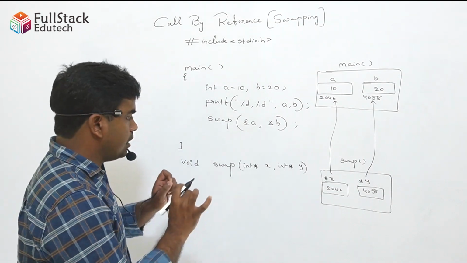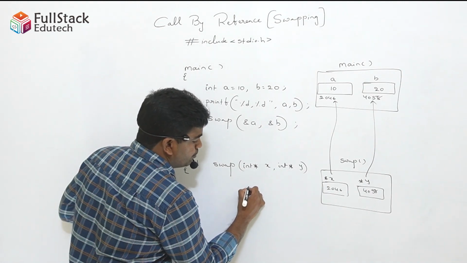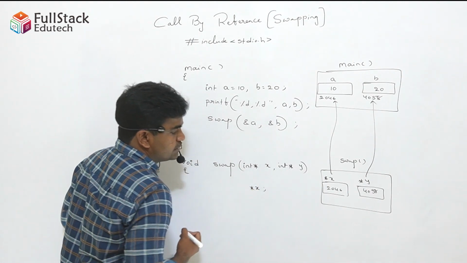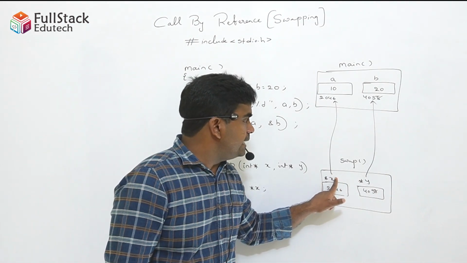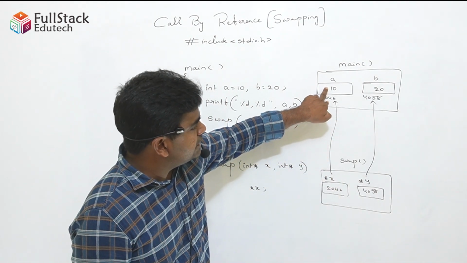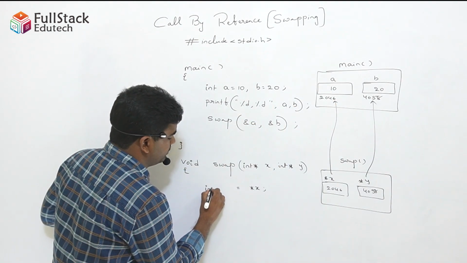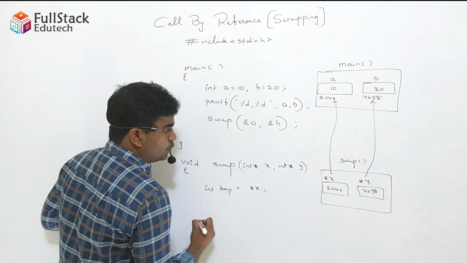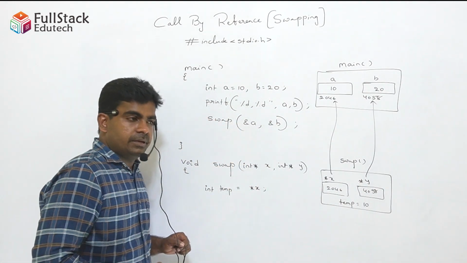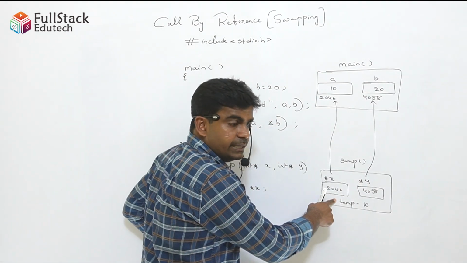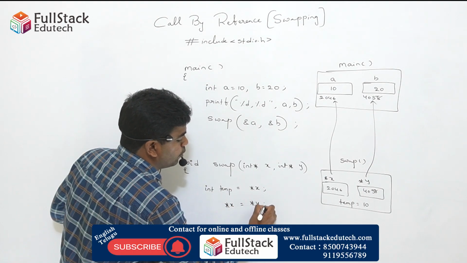Simple one. Now observe. Whenever you perform this operation, pointer x is swapped using a temporary variable. x is 2046, so pointer x means the value inside 2046, which is 10. The 10 will be stored into a temporary variable, temp. So temp will get memory and 10 will be stored. It is a local variable inside the swap function only.